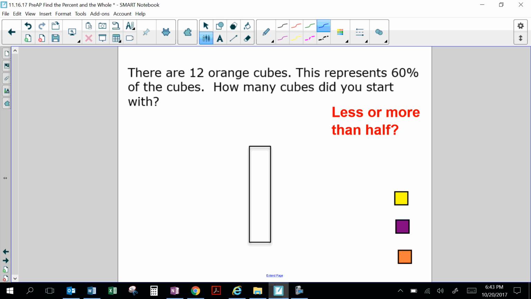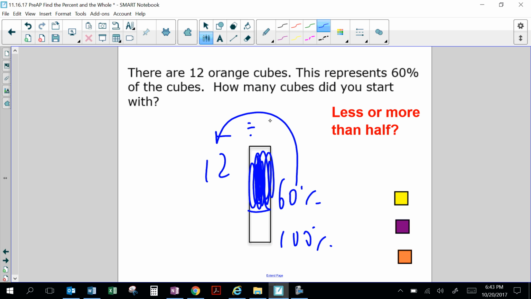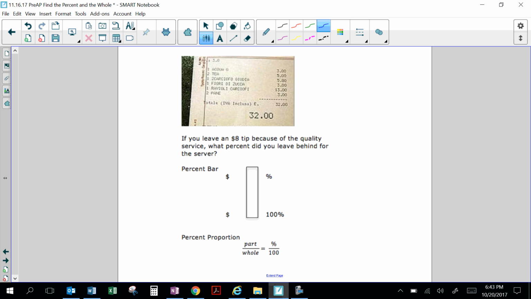And the last one, there are 12 orange. This represents 60%, which is more than half of it. So 12 is more than half. How many cubes do we start with? Can 60 go into 12? The relationship is divide by 5 or 1/5. 100 divided by 5 is 20, which is the answer. So what we did is we used percent proportion to solve it.